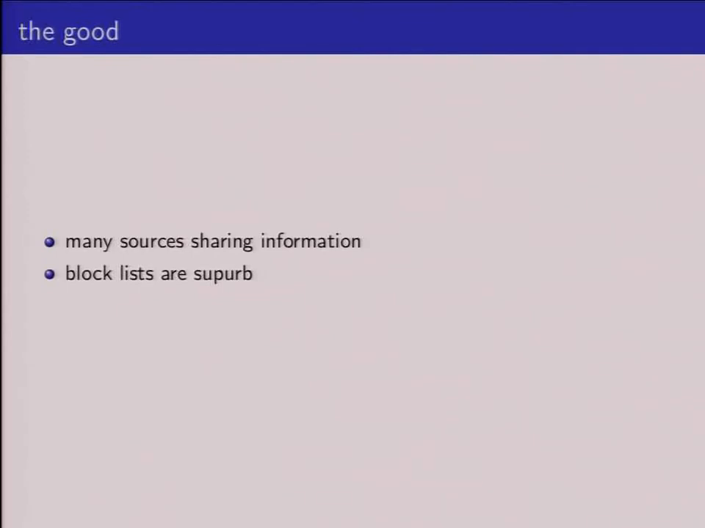So we've learned a lot of information from this. The good parts we learned is that many sources are storing information, and this is providing a much bigger list than you would ordinarily get. The block lists are actually fantastic to share amongst the groups, and having this information from many sources, spreading it out to many clients, is making email a lot better for each of the individual users of the system.